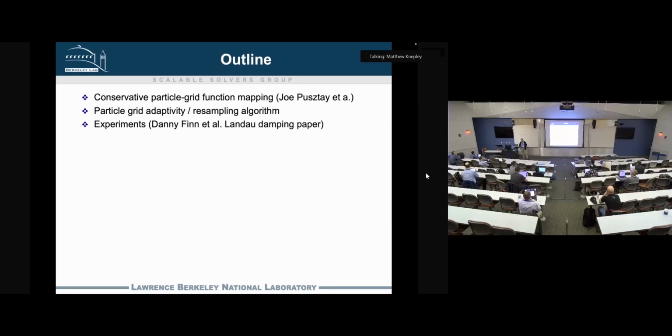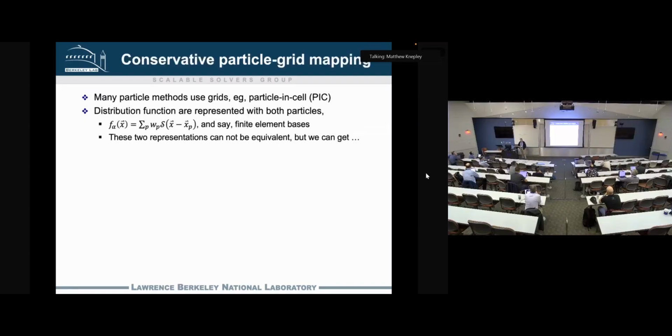Okay. So now we'll get into the body of the talk. First, I'm going to give a little bit of background on conservative particle and grid function mapping. This is work that we published a few years ago that Joe led. I spoke about it here a few years ago. And then I'll talk about the algorithm, and then I will finish off with some numerical experiments using Danny Finn's Landau damping code.